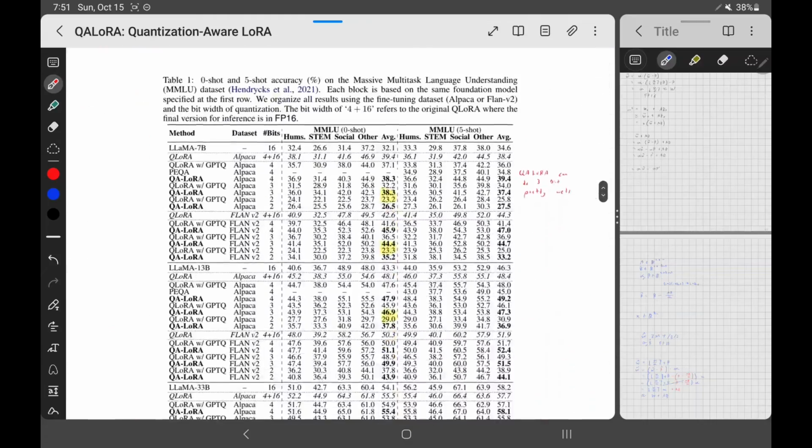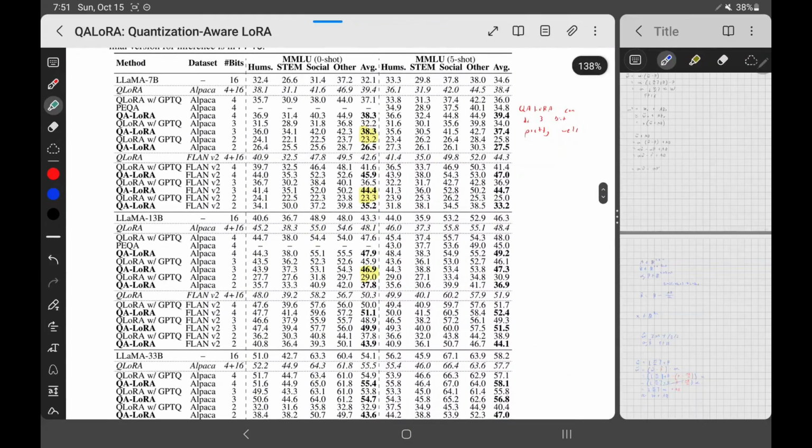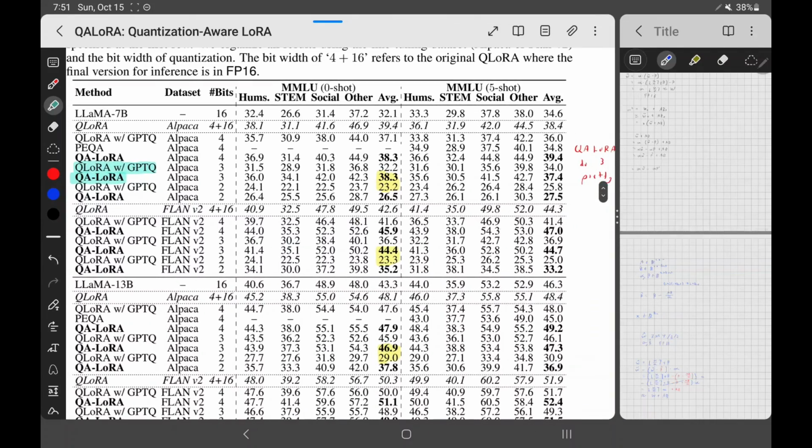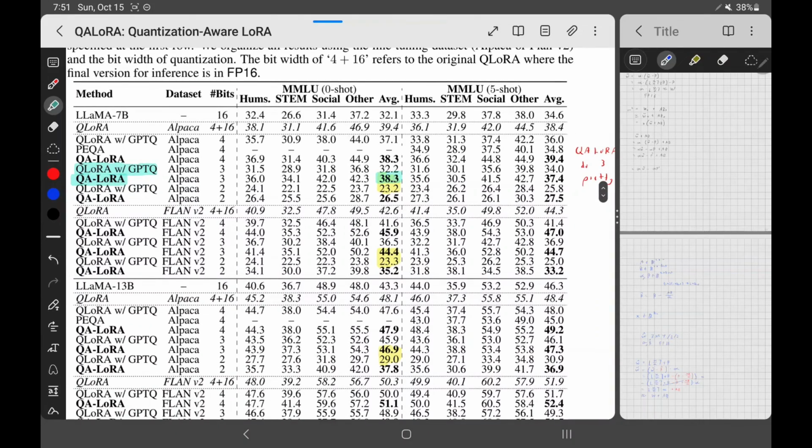Let's go down here. Now, you can look through these results more thoroughly if you want, but we have QLoRA and we have QA-LoRA. And if we look, QA-LoRA just does better. And if you look here, these are the number of bits: 4, 3, and 2. It's kind of cool to see that QA-LoRA does as well, or almost as well, in almost all cases, with just 3 bits. That means we can do inference with 3 bits. Let's go. 3-bit LoRA, yes.